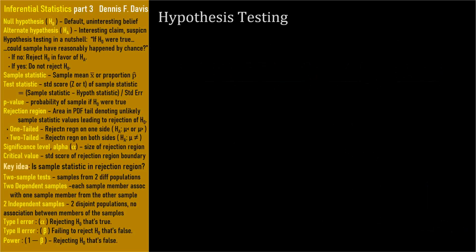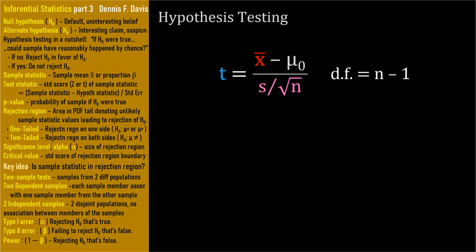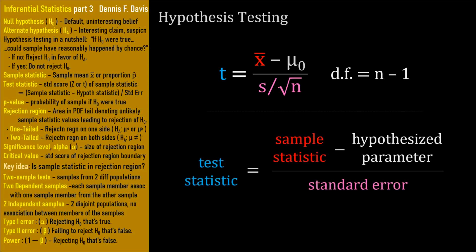Now, I want to build a chart for you, but first, let me show you why. Here's a simple formula we're already familiar with, the t-statistic for a one-sample test of means. The test statistic t equals x bar minus mu naught divided by the sample standard deviation s over the square root of the sample size n. The degrees of freedom is n minus 1. Here's the general test statistic formula. The test statistic is the sample statistic minus the hypothesized parameter divided by the standard error. The degrees of freedom is some function of the sample size.